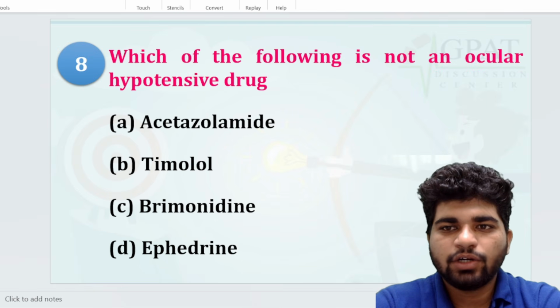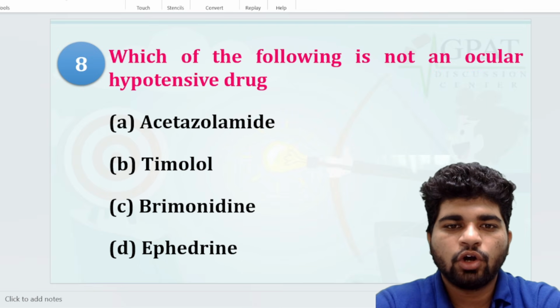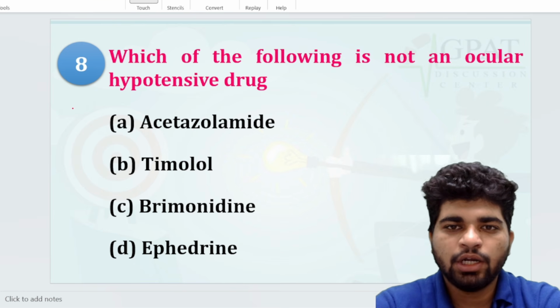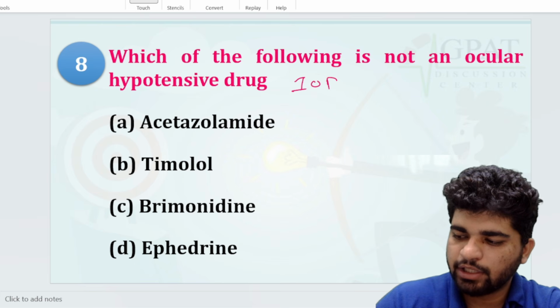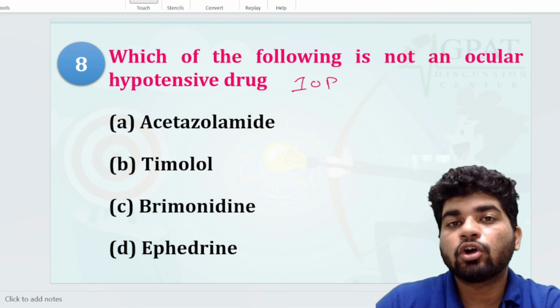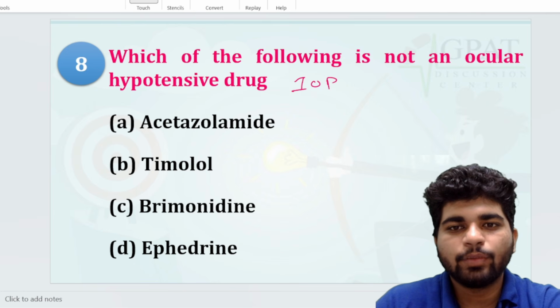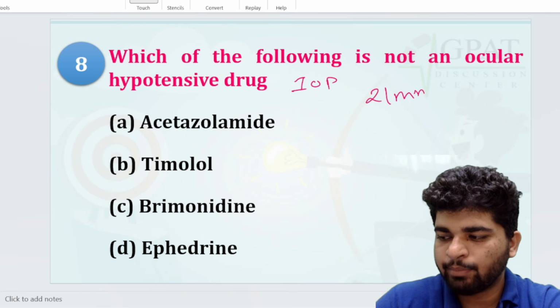Now, which of the following is not an ocular hypotensive drug? Ocular hypotensive means decreasing the intraocular pressure, right? And what amount of intraocular pressure is required to be considered a glaucomatous condition? That is nothing but 21 mm Hg.